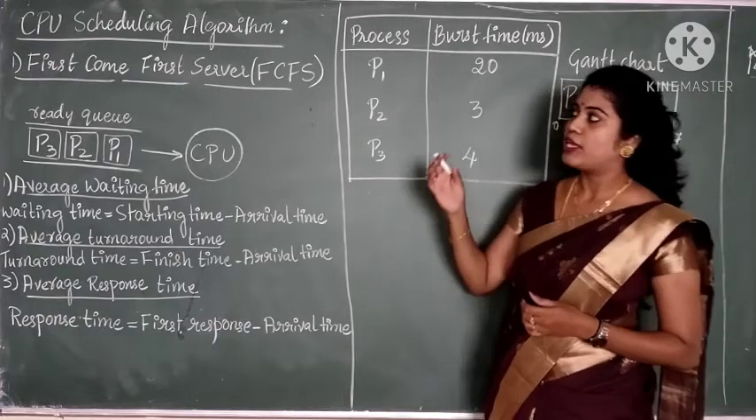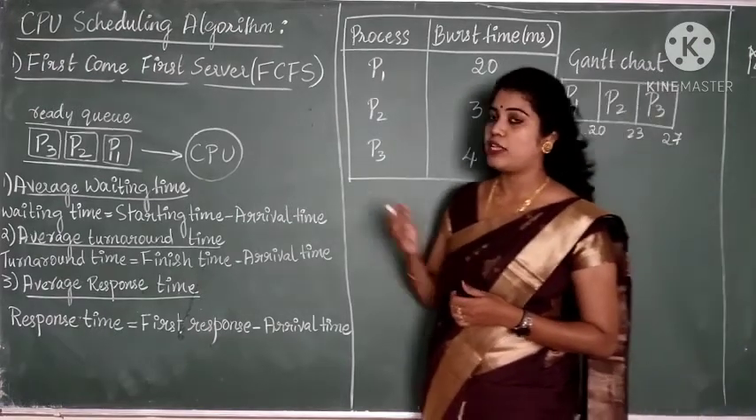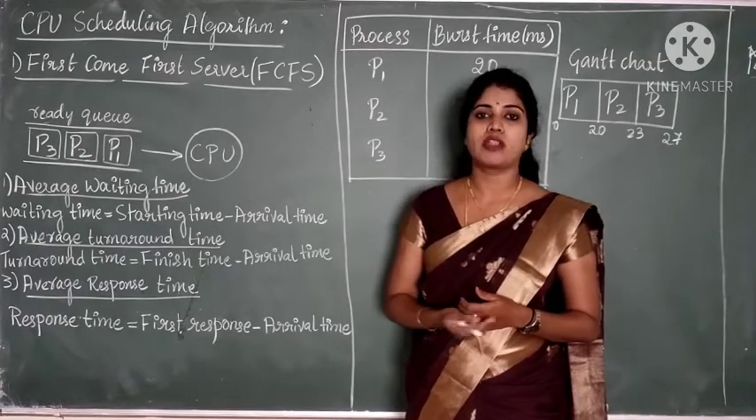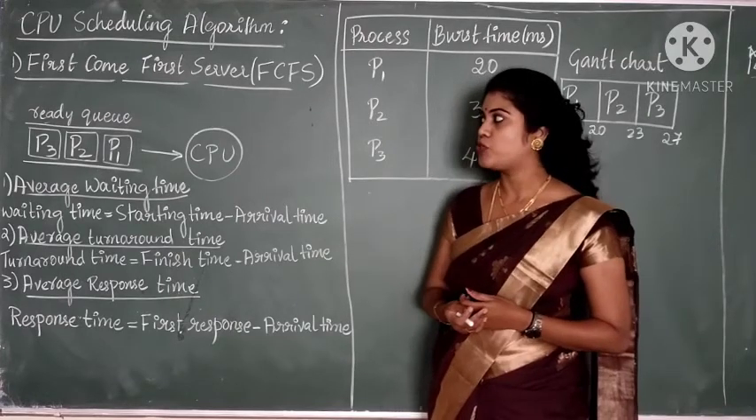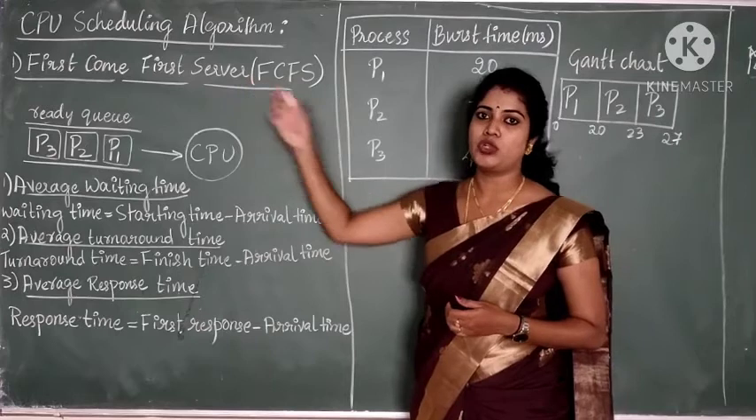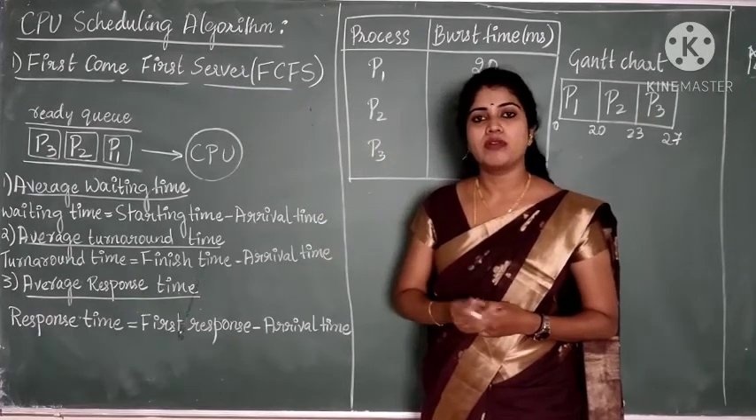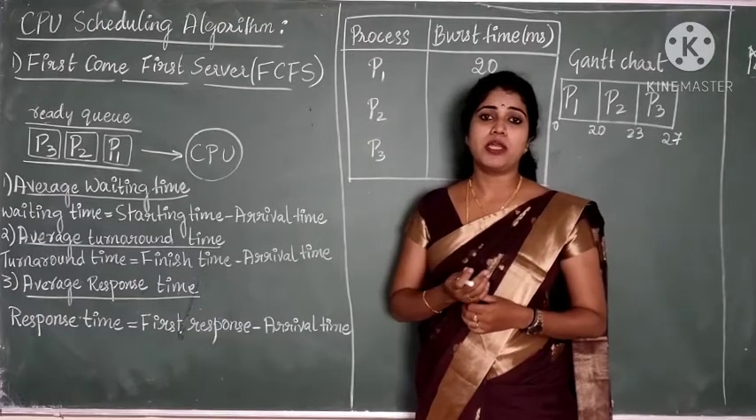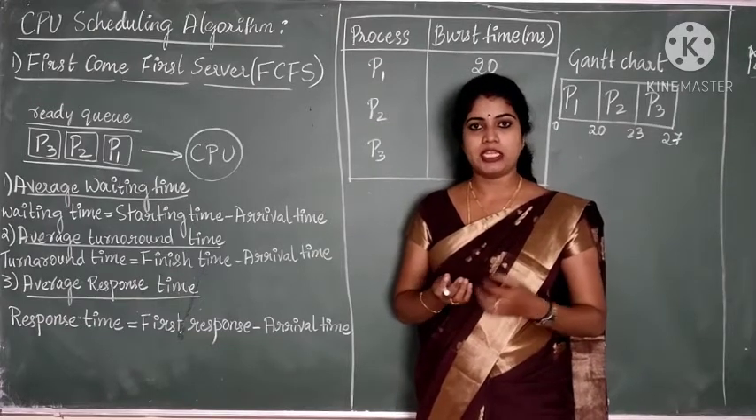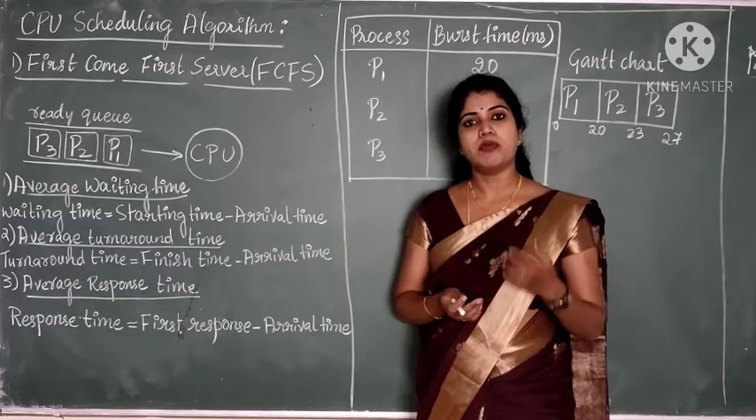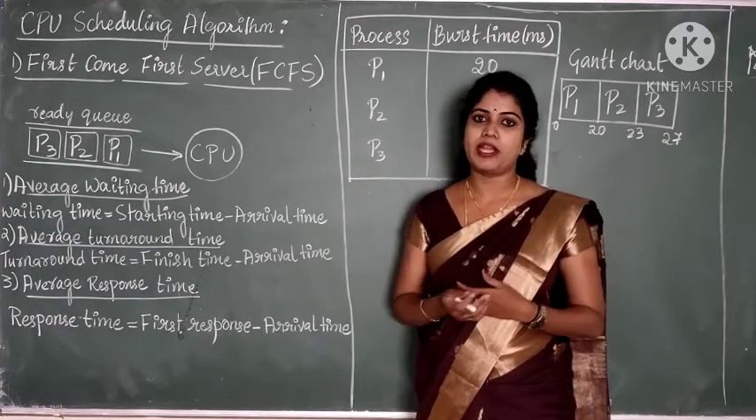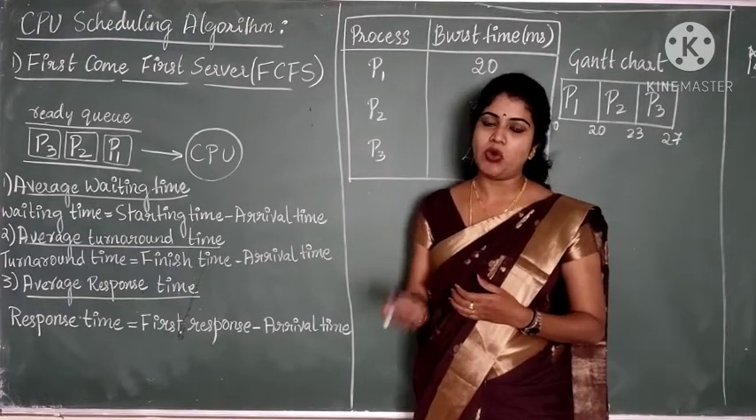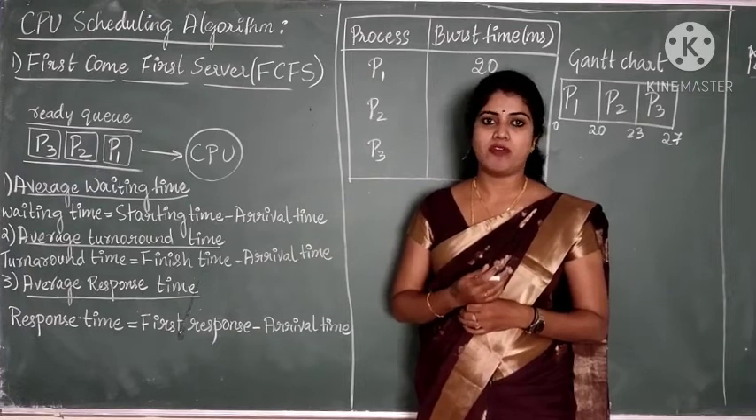CPU scheduling algorithm contains types. You have a number of algorithms under this. The very first one is the first come first serve scheduling algorithm, shortly called FCFS. The name itself tells it: whichever process comes first will get the first chance of entering the CPU, or the first chance of execution.